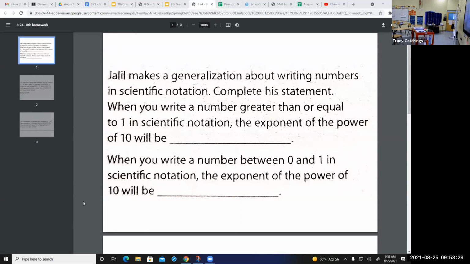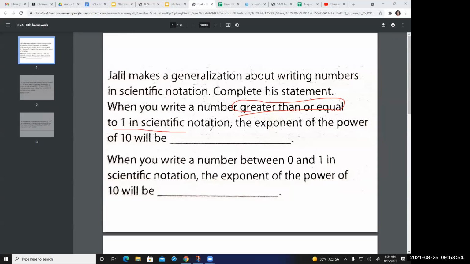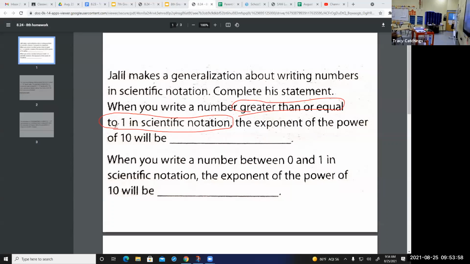All right, number one, it says Jalea makes a generalization about writing numbers in scientific notation. Complete this statement. When you write a number greater than or equal to 1 in scientific notation, the exponent of the power of 10 would be what? Think about what they said, greater than or equal to 1 or less than 10. I said positive. Good job. That would be positive.